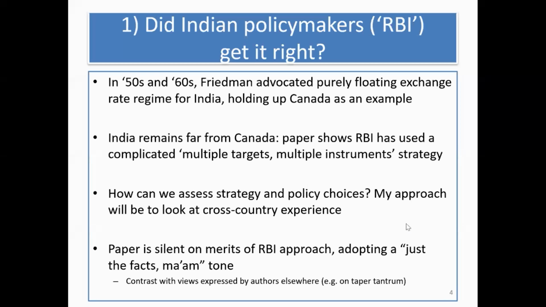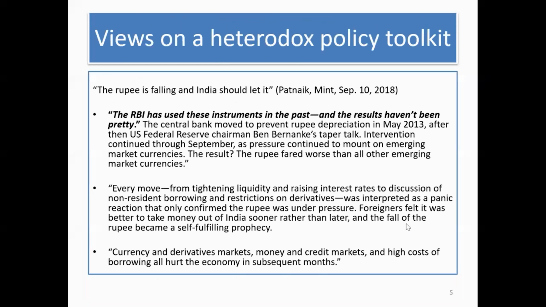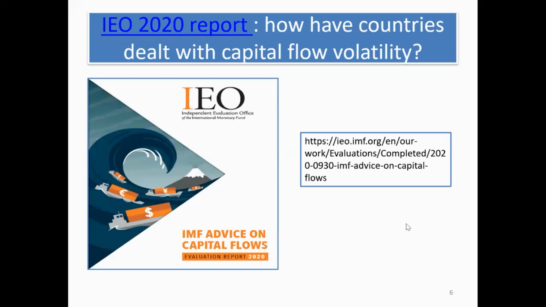And this is in contrast with the views expressed by some of the authors elsewhere. For instance, on the taper tantrum, Ila some years ago said the rupee is falling and India should let it, and had statements like the RBI has used these instruments in the past and the results haven't been pretty. So I would like to see a bit of a connection between the dispassionate tone of this present paper, just saying things happened and the RBI adjusted to these shocks using these different mechanisms, and the kind of passionate views expressed in op-eds and elsewhere. As I said, I will use the cross-country evidence to provide a window on whether the RBI was doing it right.